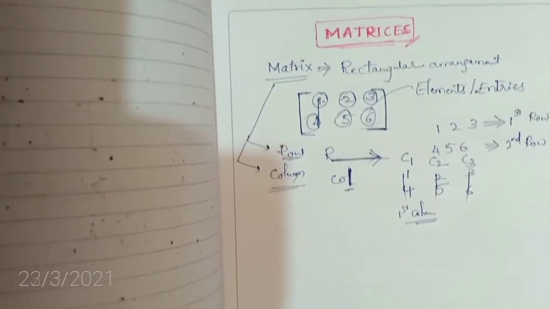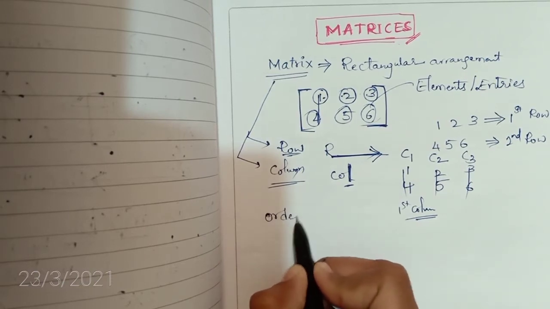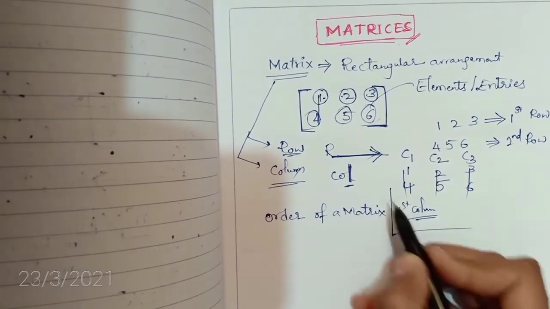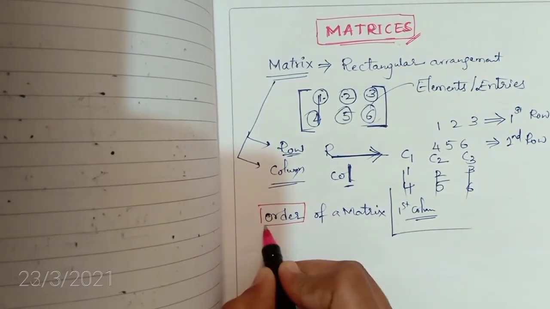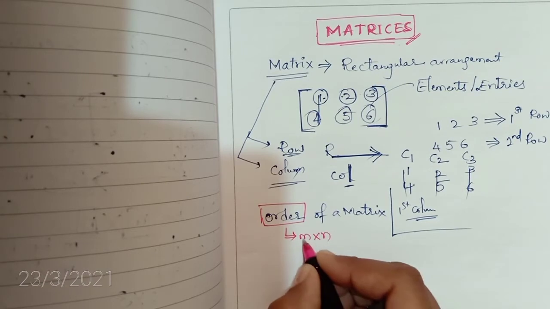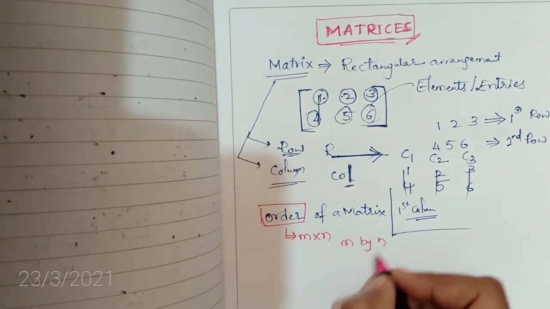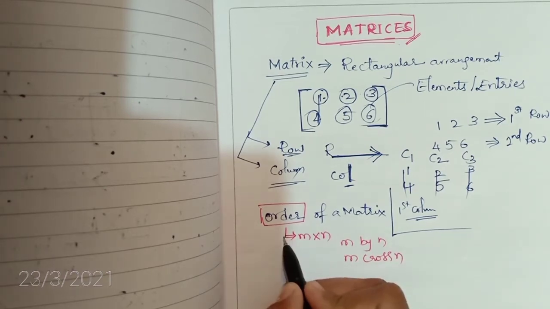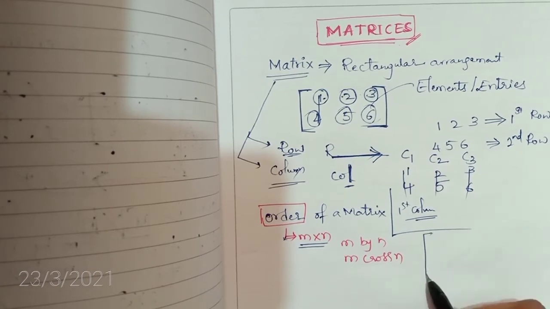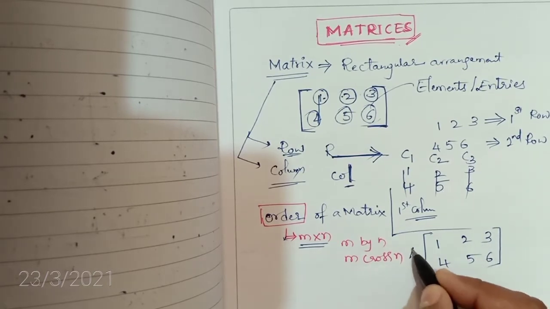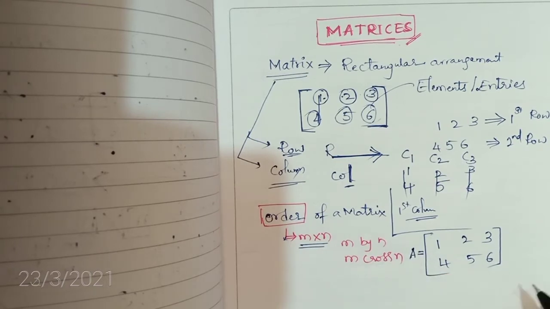Next we shall move on to one more concept, known as the order of a matrix. We usually represent that as m cross n, or m by n. How are we going to write this? Suppose I take the same matrix 1 2 3 4 5 6, and let me represent it as matrix A. What is the order of this matrix?